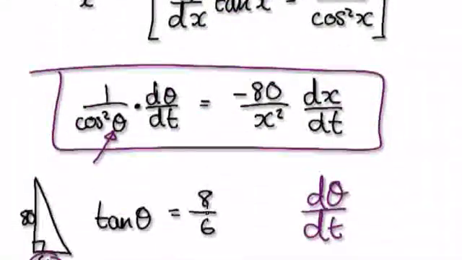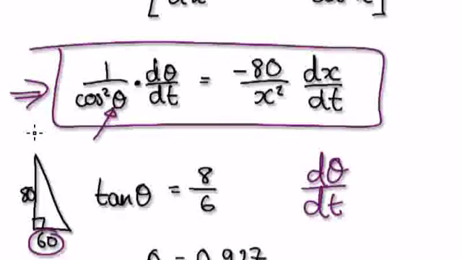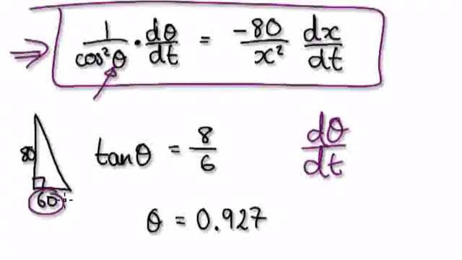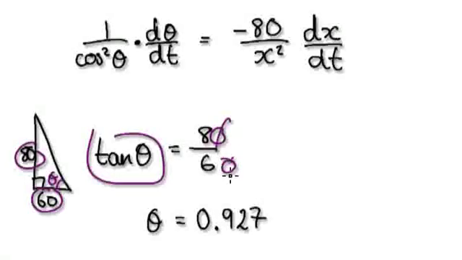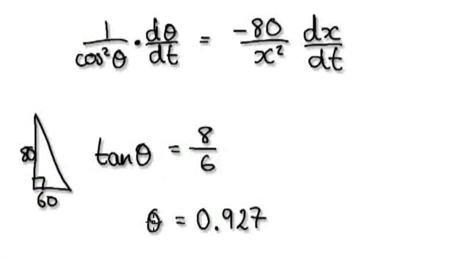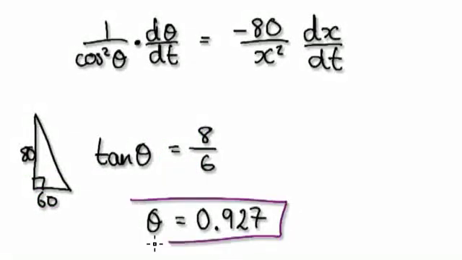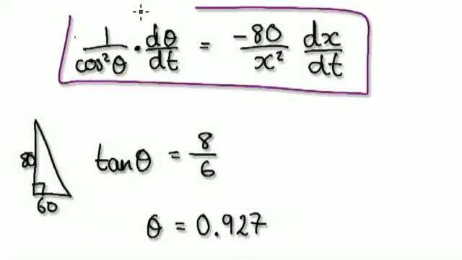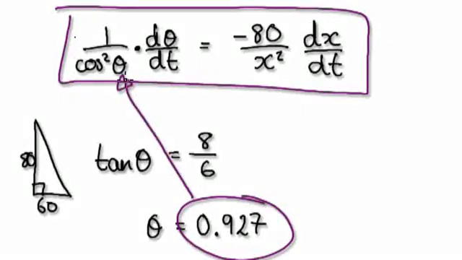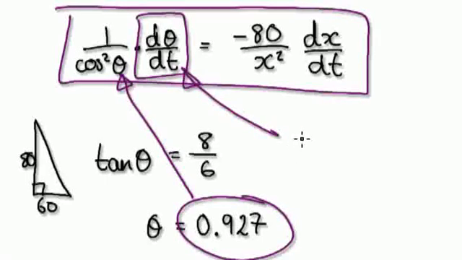So we need to know the angle at that precise moment in time when the shadow is 60. So we need to know theta when it's 60 and 80. Well, basically tan theta equals 8 over 6. So inverse it, and then theta is given to us as this. Okay, so now we know theta. Don't forget we later need to put this into here, but we've got to convert our rate into radians.